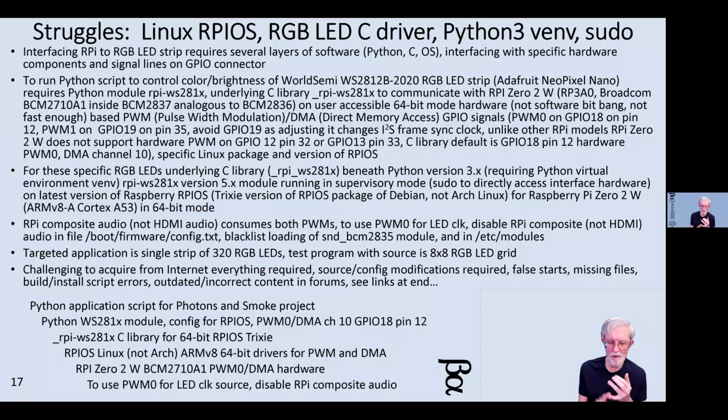And then it goes out on pulse width modulation channel 0, DMA channel 10. And that's how it does it. But because we're reusing one of the DMA channels and the pulse width modulation, you have to disable the composite audio on the Raspberry Pi. But that's not for regular people.